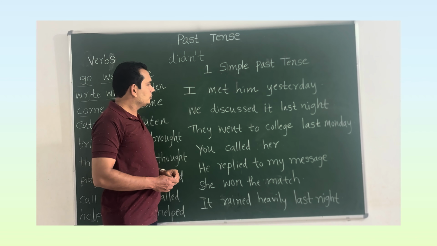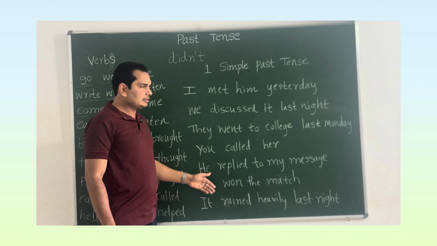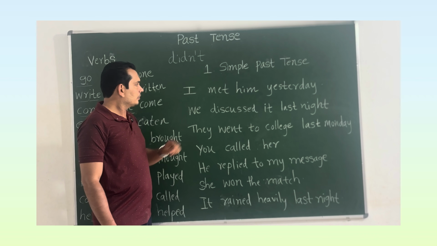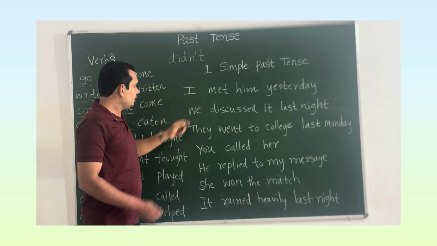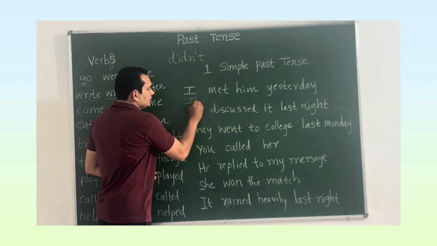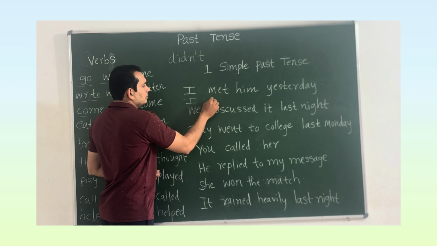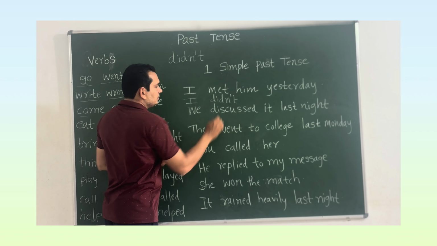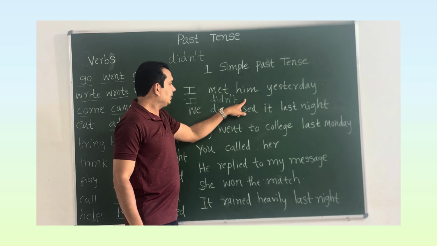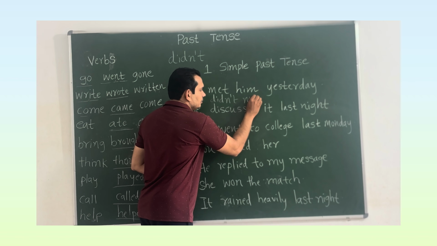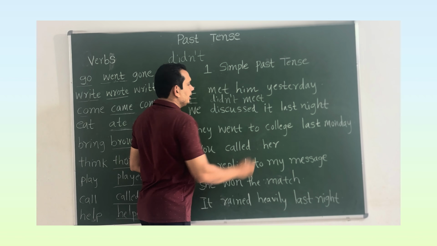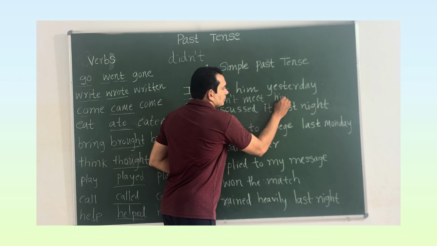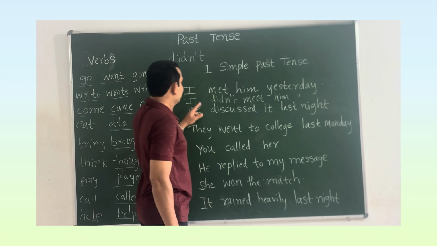Now let's try to write these examples in the negative. I met him yesterday. This is a positive sentence. We should write I. The auxiliary we should use is didn't. I didn't meet, not met. I didn't meet him yesterday.